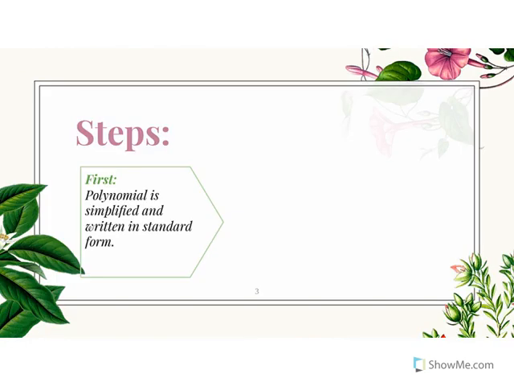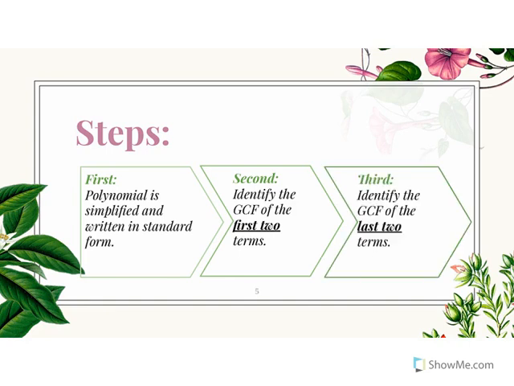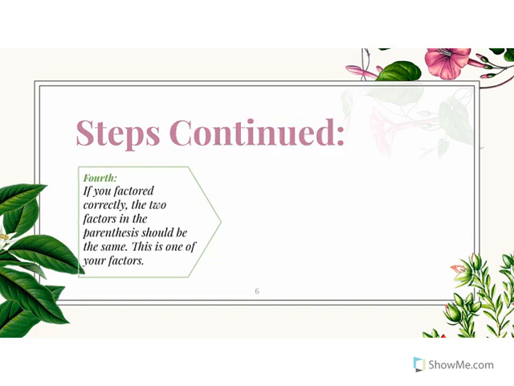Your first step is going to be the polynomial. Make sure that the polynomial is simplified and written in standard form. The second step is to identify the GCF of the first two terms. Third step is to identify the GCF of the last two terms. Fourth step is, if you factored correctly, the two factors in the parentheses should actually be the same, and this is going to be one of your factors, only representing one because it's the same.